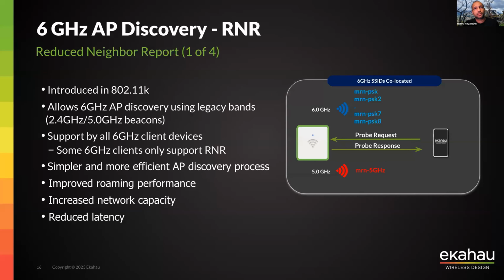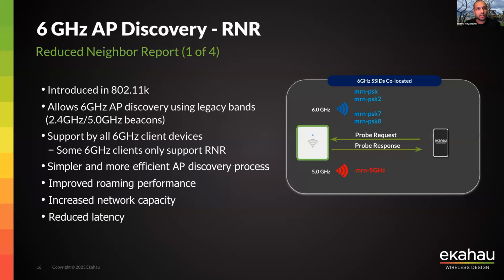Okay, so let's look at the reduced neighbor report. This is the method we said every client will be supporting. How it works is the client is probing on the 5 GHz. When they send a probe request and get a probe response, the response includes an element called the RNR element, the reduced neighbor report element, providing detail about all 6 GHz APs and 6 GHz SSIDs.